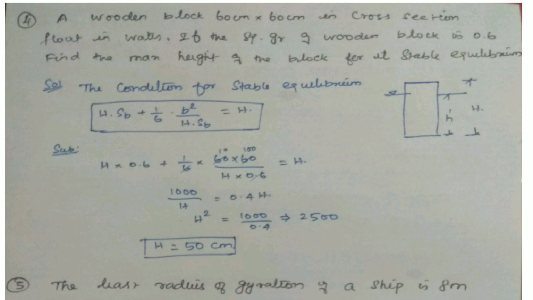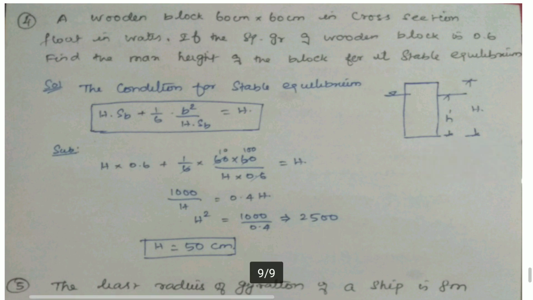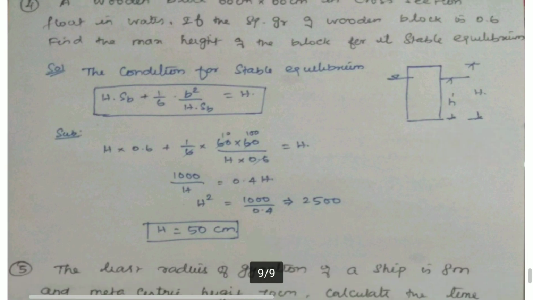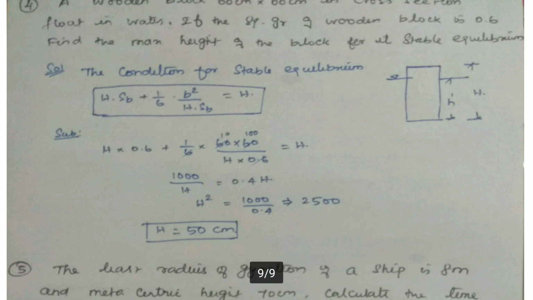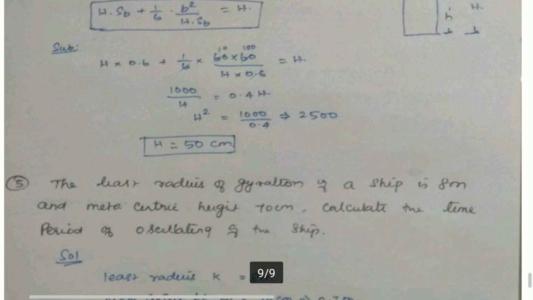So now, when the body is immersed in water, what is the maximum height when the body is in stable equilibrium? Here they have given only 2 data, the section details, 60 centimeter by 60 centimeter, and specific gravity of the wooden block is 0.6. So substitute all the values here, you will get height equal to 50 centimeter. So the maximum size of the block is 50 centimeter.